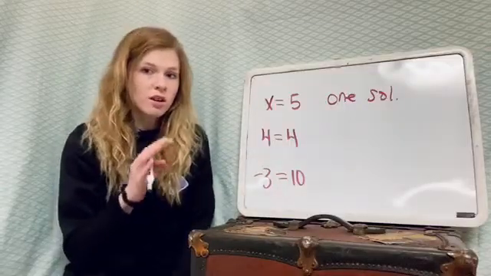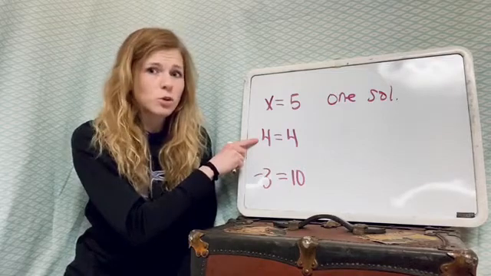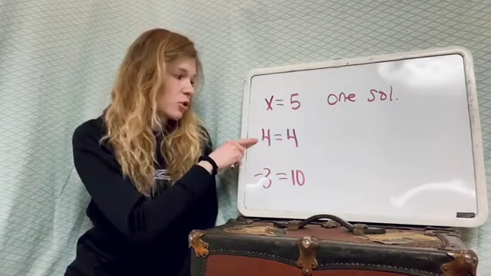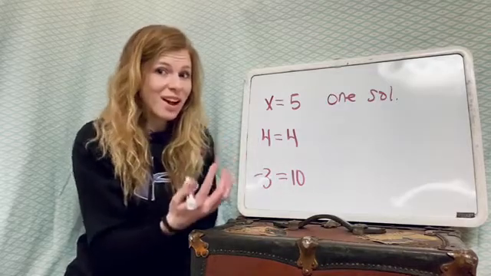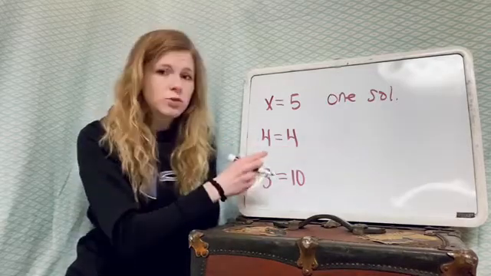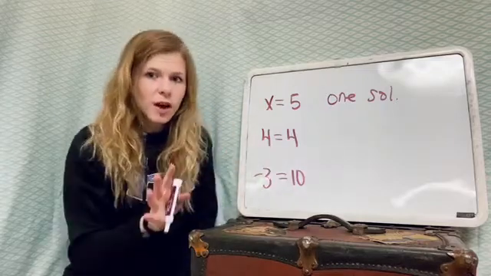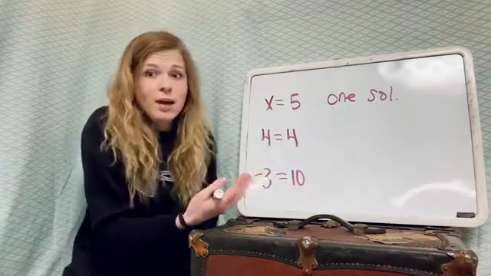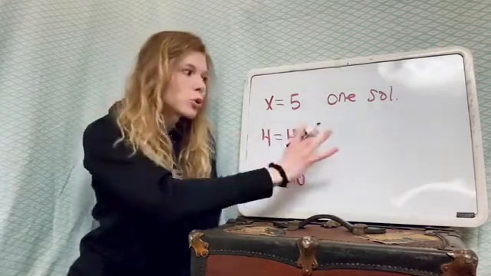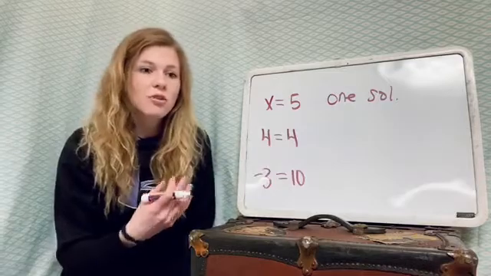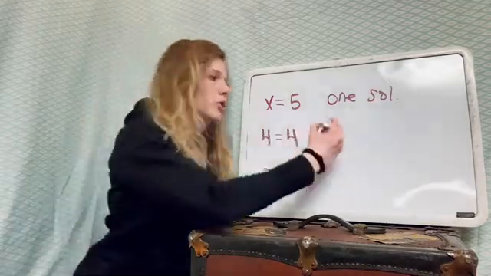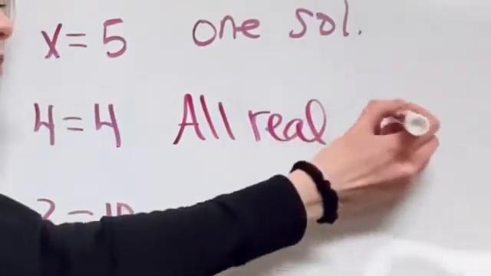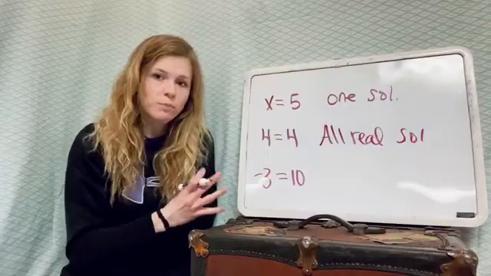You could end up with an answer at the very end where 4 equals 4, and you're like, oh no, something is wrong, this can't be right. If you have 4 equals 4 or variable equals a variable, it's fine because it's true. 4 does equal 4. X does equal X. Y equals Y. This is a true statement. So what this means is you're going to have all real solutions. So there is more than one right solution for this problem.